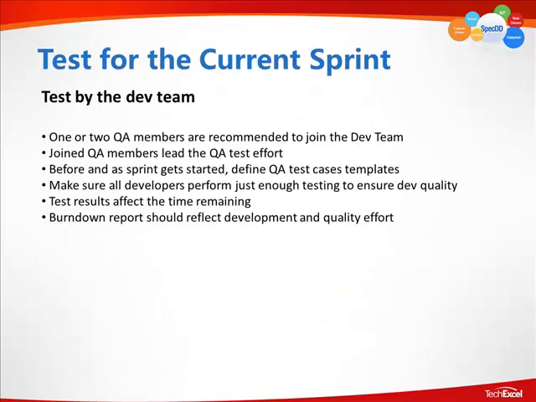So testing for the current sprint. Now some of you may be wondering, what? I thought the QA team is the one that does the testing. Well, in SpecDD, we do have a little bit of testing thrown in for the development team. And that's because within our development team, we have 1 or 2 QA members. And these are the QA floaters that should join the development team from the QA team.